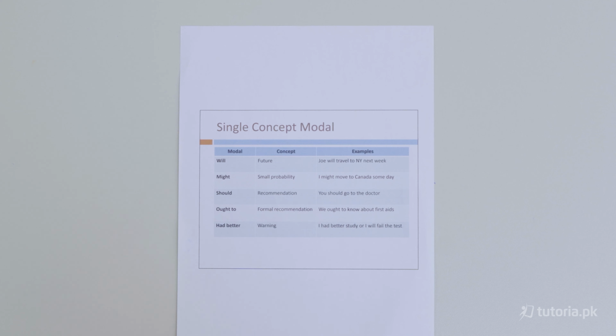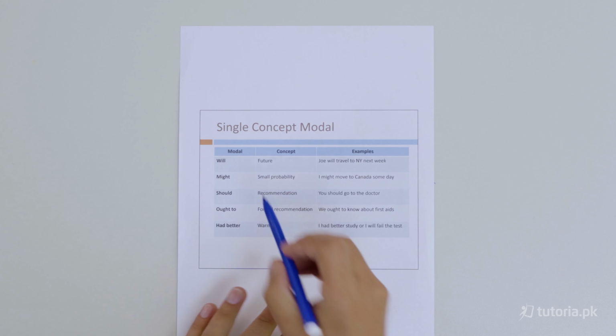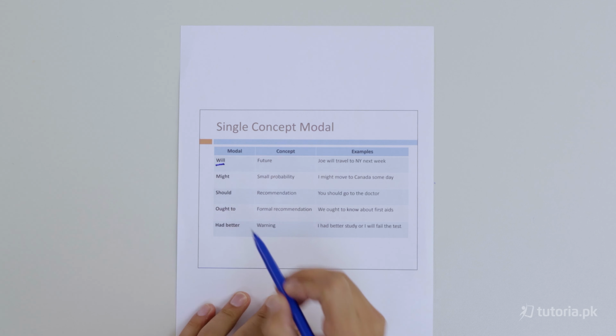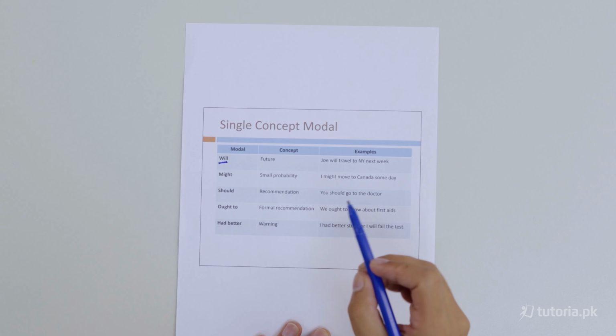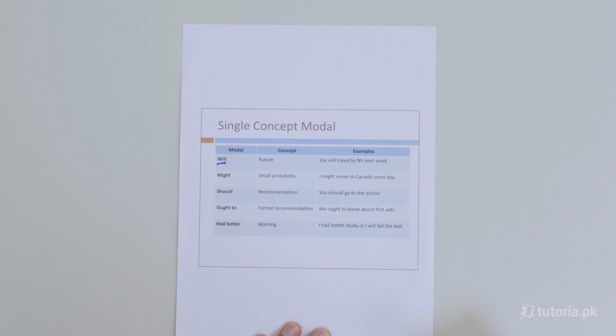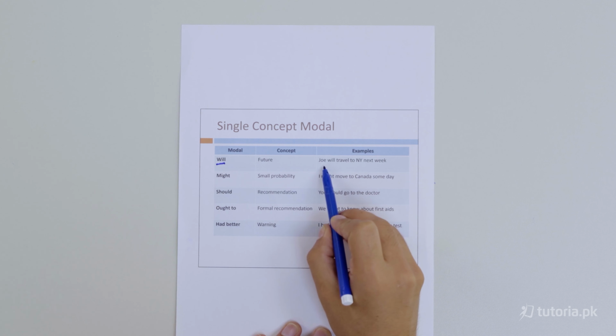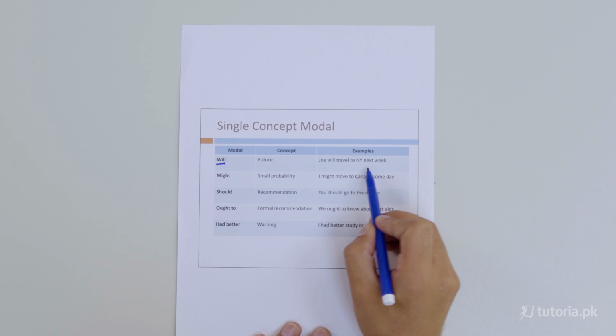Single concept modals are those modals which convey only one meaning. For example, the first modal is will. Will is always used to represent the future, or we always use it to represent something which is being done in the future. For example, Joy will travel to New York next year.